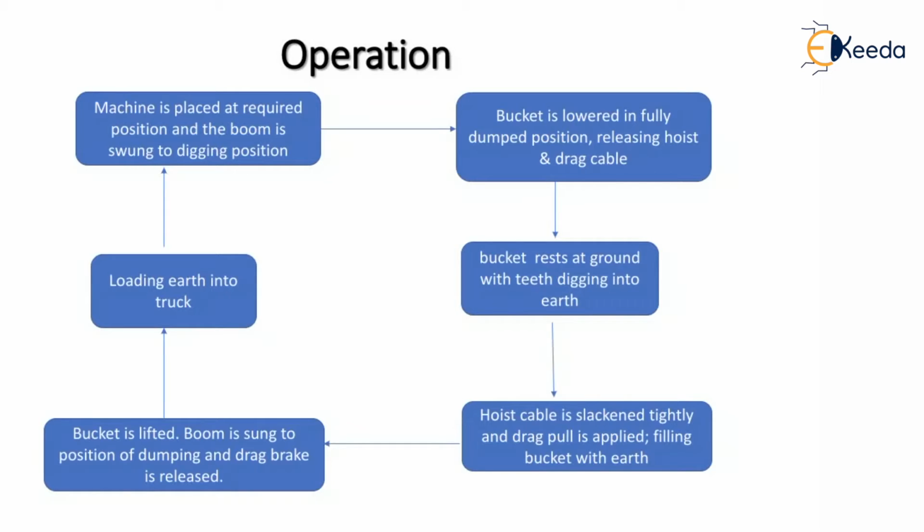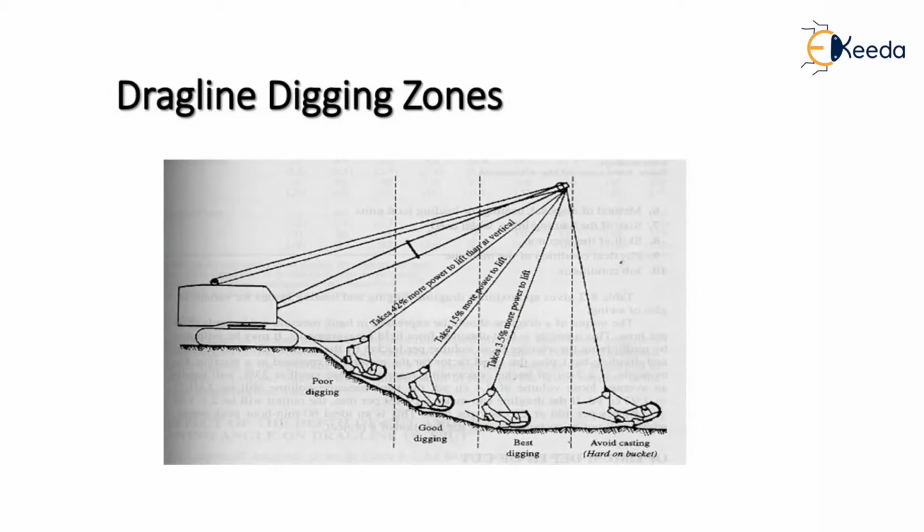Next, the bucket is lifted with the excavated earth. Then the boom is swung to the dumping position and the drag brake is released while loading the excavated earth into the truck. Hence, this operation is repeated until the whole of the excavated earth is loaded. Now, these are the dragline digging zones where the dragging of the bucket takes place. So here we can see the poor digging, good digging and best digging. We can see at what position the digging is in good condition.